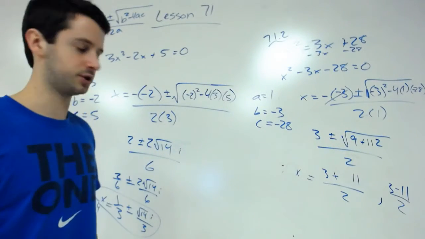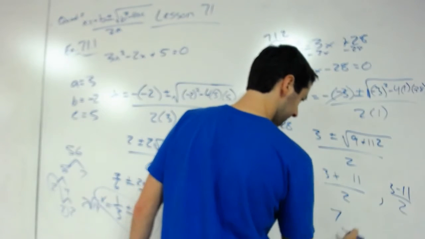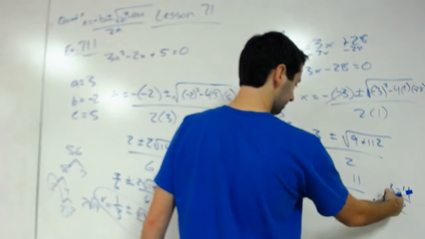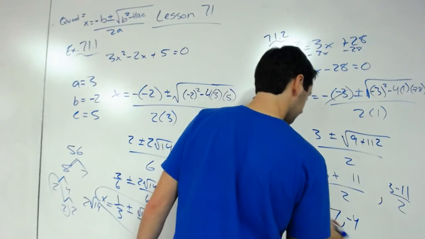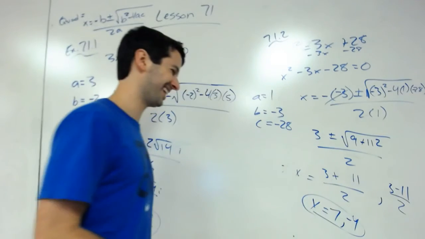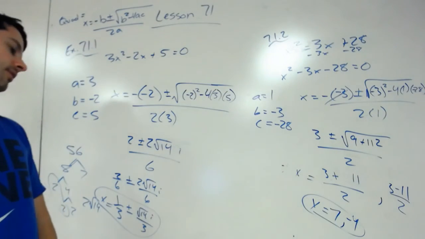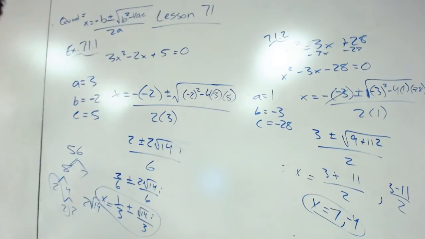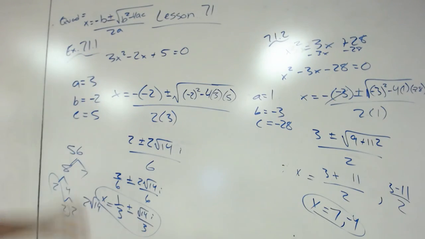So x is going to have two answers. 3 plus 11 is 14 divided by 2, that's 7. 3 minus 11 is -8 divided by 2, -4. So x would then equal 7 and -4. If we get no imaginary numbers and no radicals, or all the radicals are perfect square roots, you can solve. And that's how you do the quadratic equation.